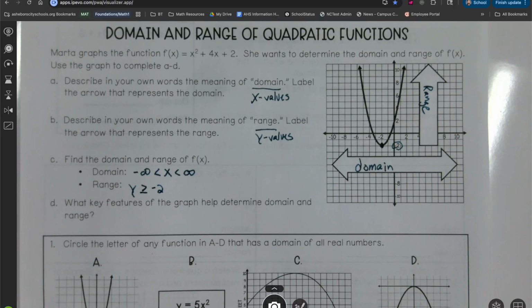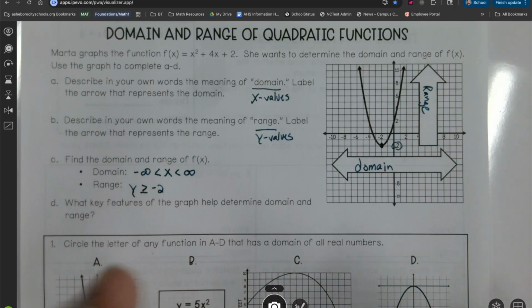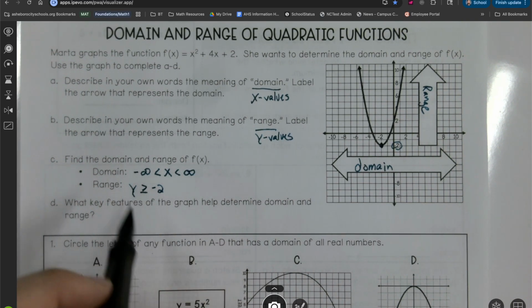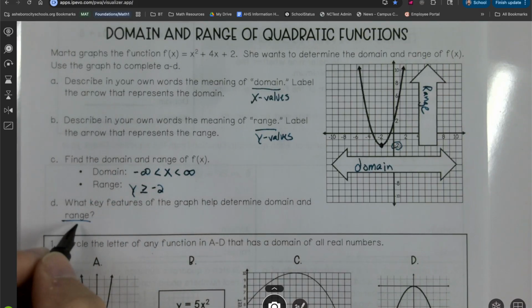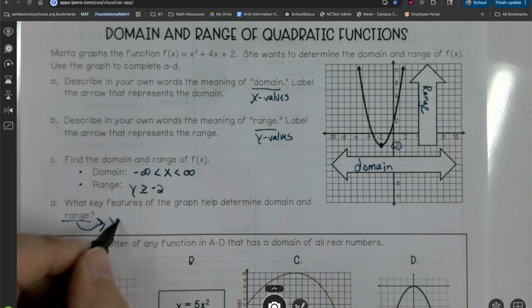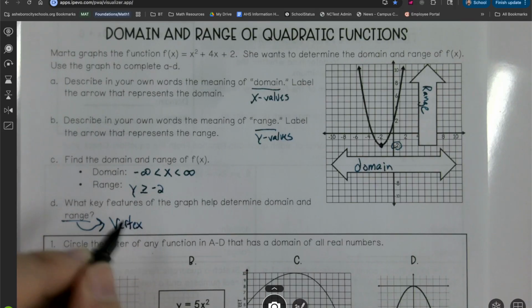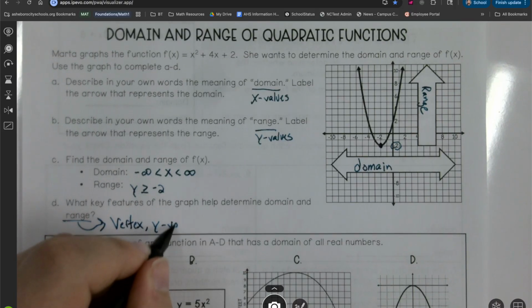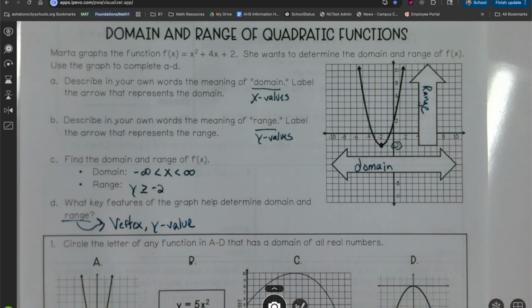So going off of that, what key feature did I just use to help me figure that out? Well, for the domain, we don't really have a key feature. It's always going to be this unless we're talking about a real world situation. But the range, we always find from the vertex, specifically the y value of the vertex. Okay, so in this next part, we're going to do a couple of examples to write the domain and range of these functions.